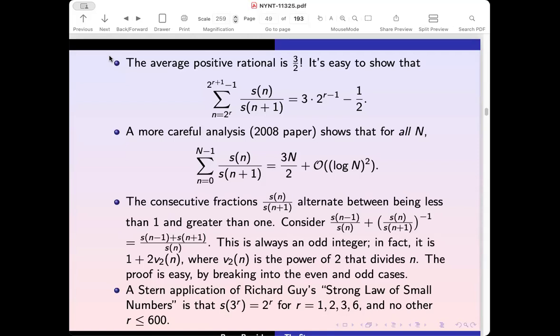And finally, I call this a Stern application of Richard Guy's strong law of small numbers. S of 3 to the r is 2 to the r for r equals 1, 2, 3, and 6, and no other r less than or equal to 600. My computer is very patient.